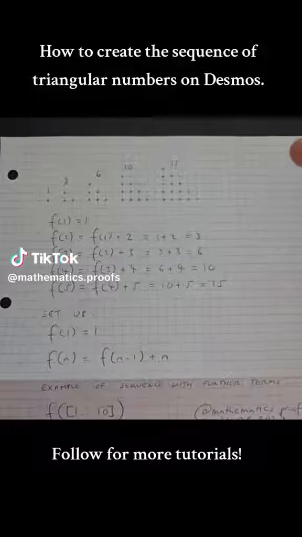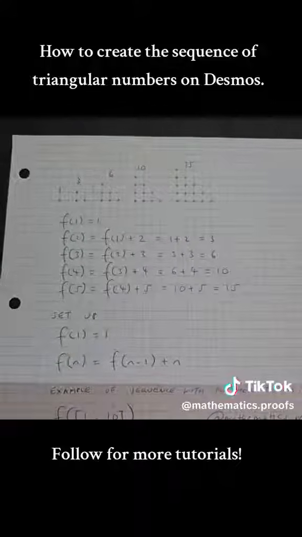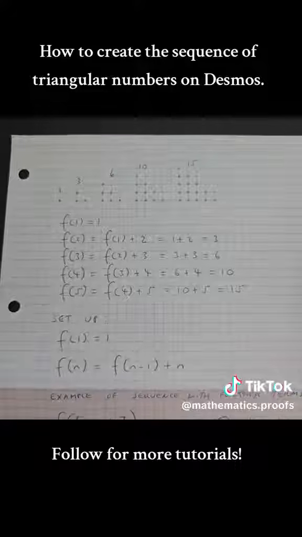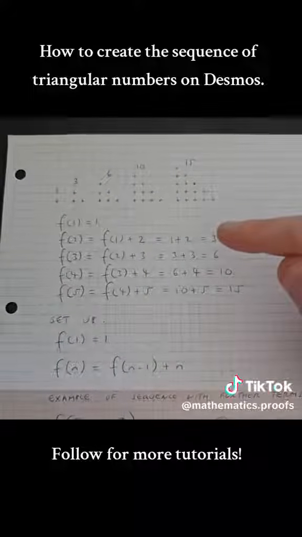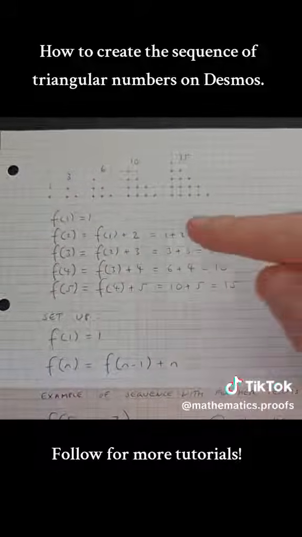Okay, so how do you create the sequence for triangular numbers? That is 1, 3, 6, 10, 15, etc. Well, f1 is equal to 1. f2 is simply f1 plus 2, which is 1 plus 2, which is 3.